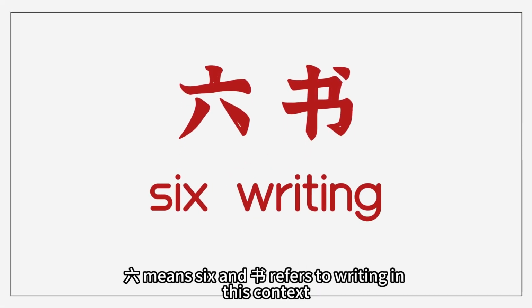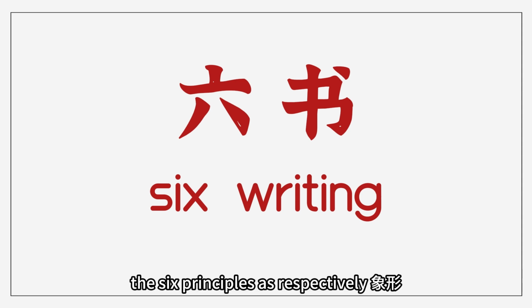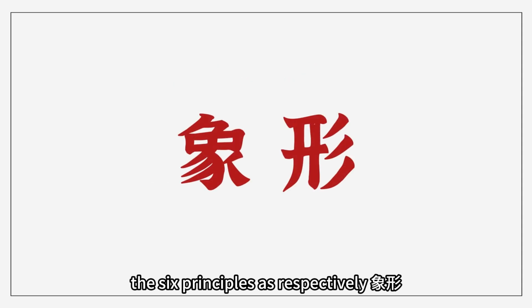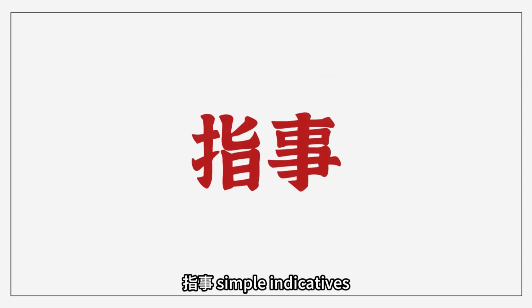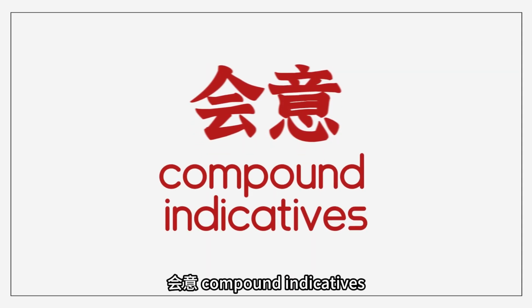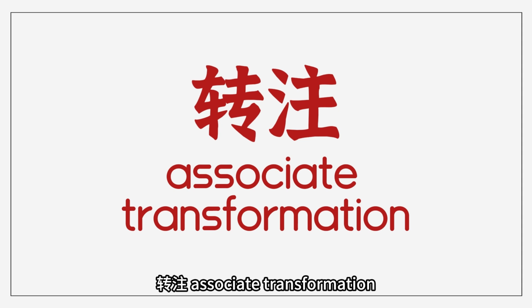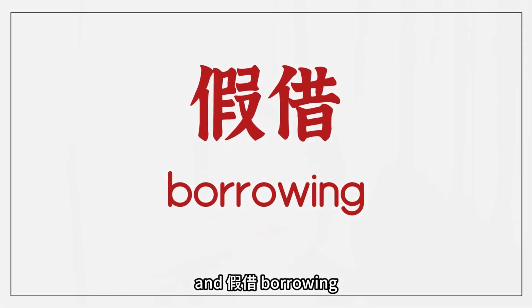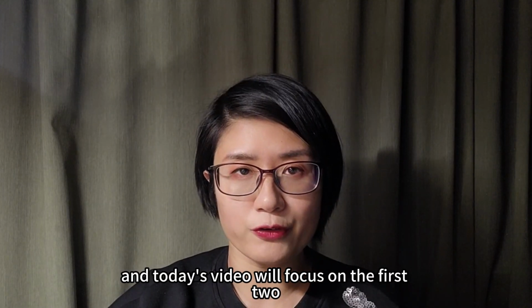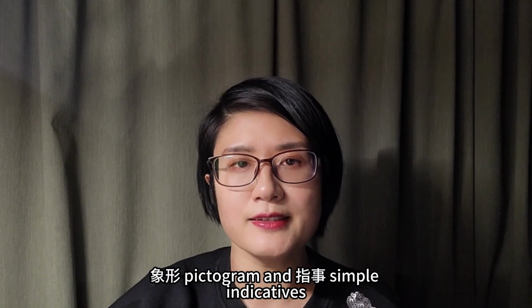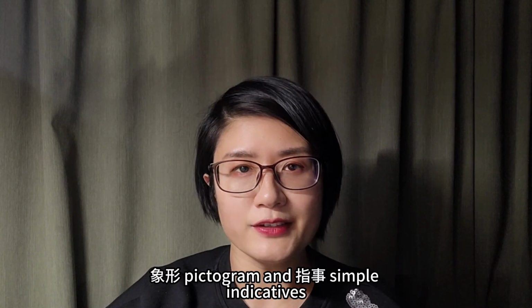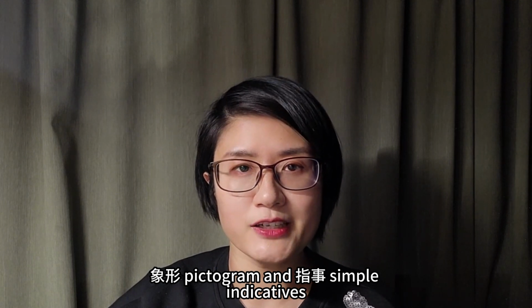六 means 6, and 书 refers to writing in this context. The 6 principles are respectively 象形, pictograms, 指示, simple indicatives, 会意, compound indicatives, 形声, phono-semantic compounds, 转注, associate transformation, and 假借, borrowing. And today's video will focus on the first 2, 象形, pictogram, and 指示, simple indicatives.